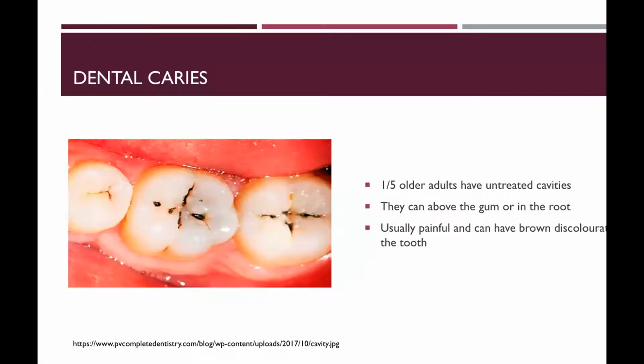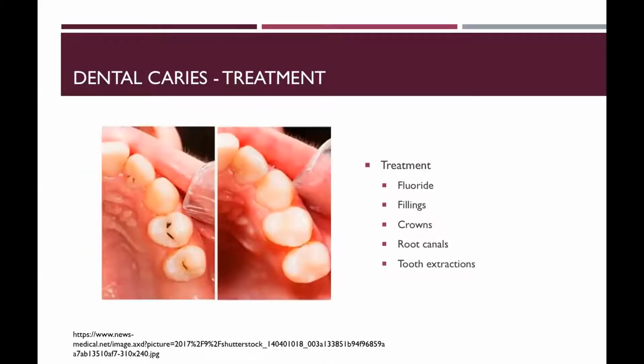First one is dental caries. I'm sure we've all experienced this before. About 1 in 5 older adults have untreated cavities. These can be both above the gum or in the root itself. The most common symptoms are pain and brown discoloration of the tooth. And treatment really depends on where the cavity is, which is the next slide.